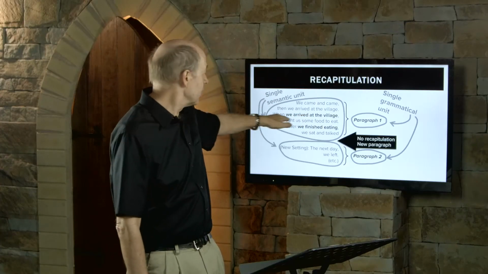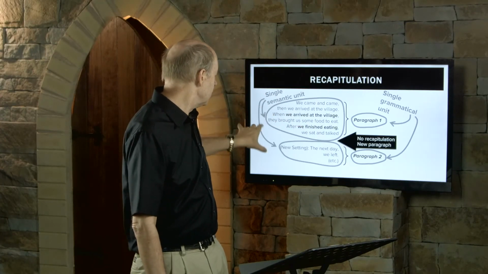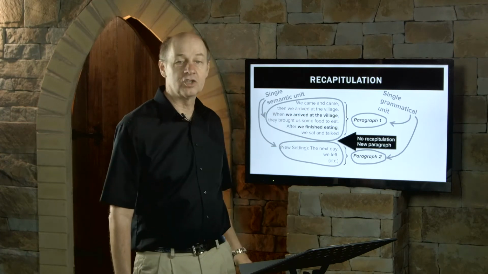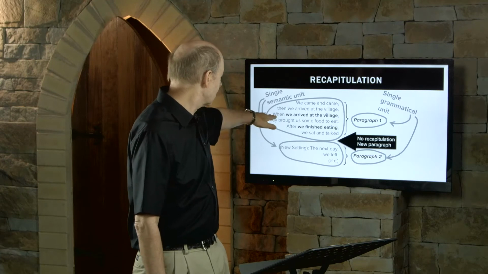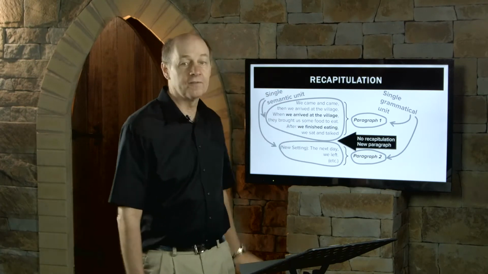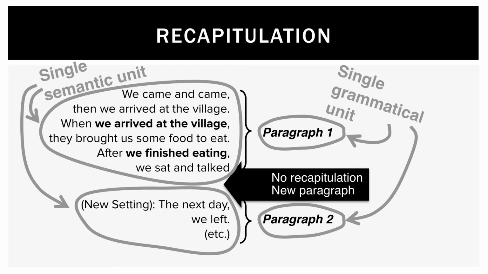Then the lack of recapitulation between these two paragraphs marks the fact that this is a transition. The last sentence of the first paragraph is not glued to the first sentence of the second one because there is a separate paragraph, a distinct semantic unit.